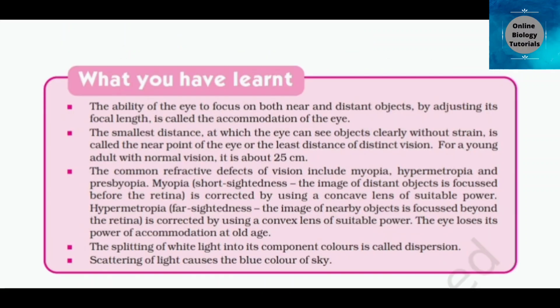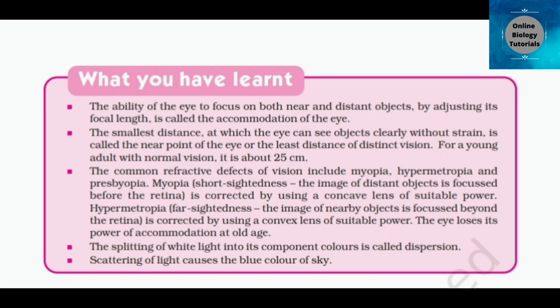What have you learned? The ability of the eye to focus on both near and distant objects by adjusting its focal length is called the accommodation of the eye. The smallest distance at which the eye can see objects clearly without strain is called the near point of the eye, or the least distance of distinct vision. For a young adult with normal vision, it is about 25 centimeters.